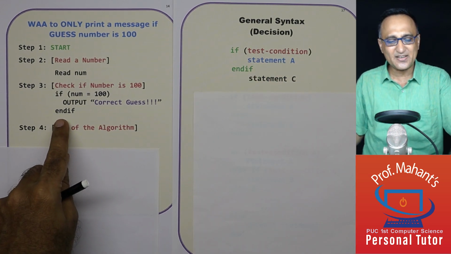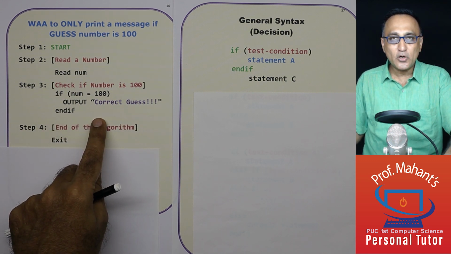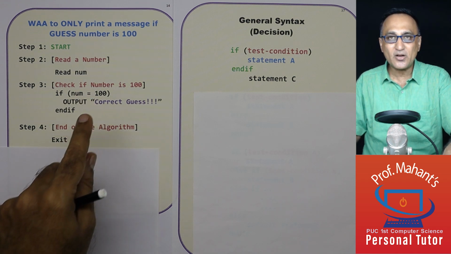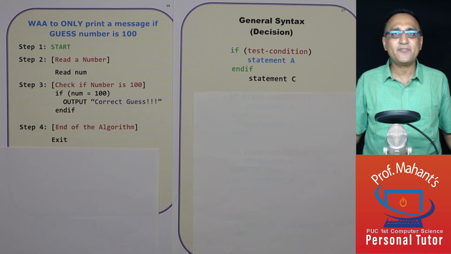After this, if I had said output hello, output hello would have printed the message hello every time, whether the number was 100 or any other number, because it does not belong to the if and end if condition.